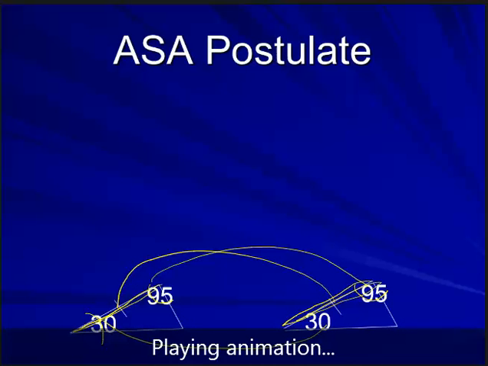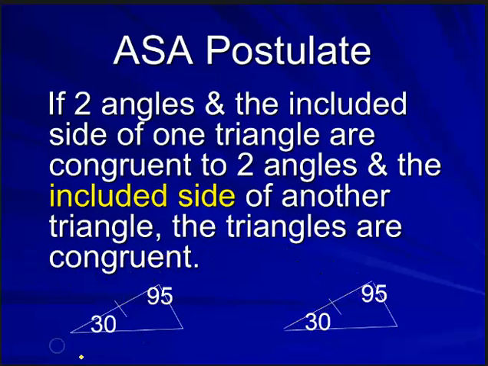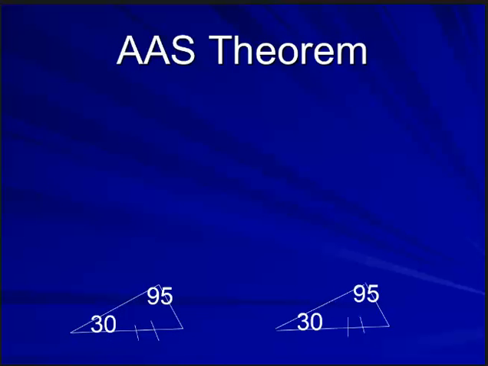Okay, so this postulate is worded like so. If two angles and the included side of one triangle are congruent to two angles and the included side of another triangle, the triangles are congruent. So know what is meant by included side. Again, the yellow terms are terms that you need to know for your homework and for your test. The fourth one is called the AAS theorem. What does that stand for?